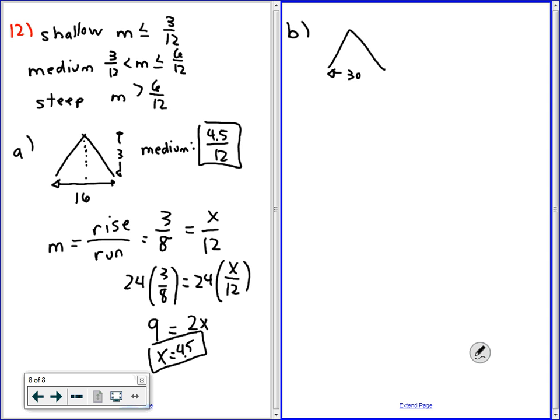No, there's 2 parts to A. What else did they say? This is the other one. Well, this is the other part of A too. Okay? So this is going to be m equals rise over run equals 9 over 15, which goes to x over 12.